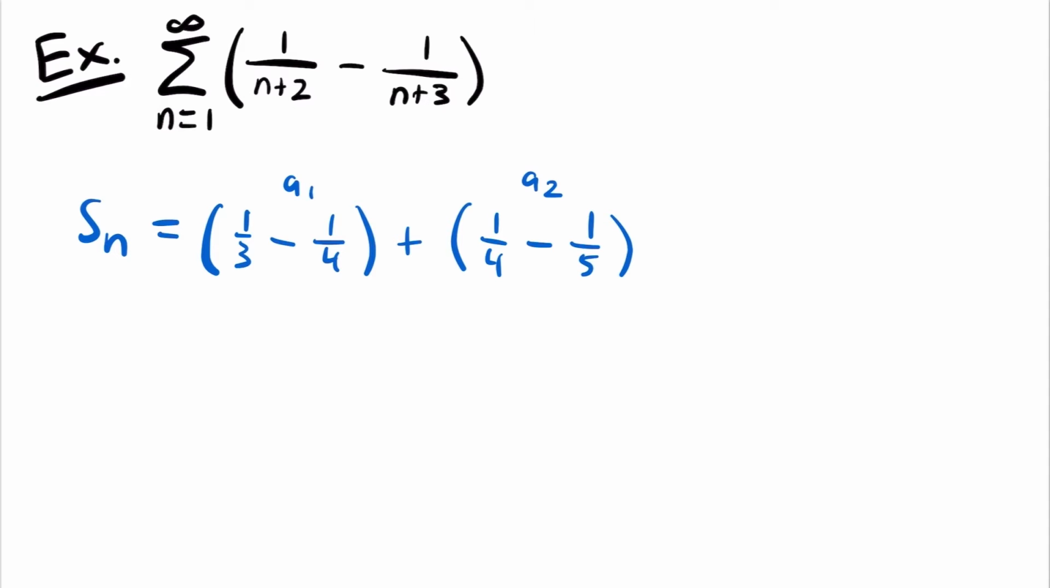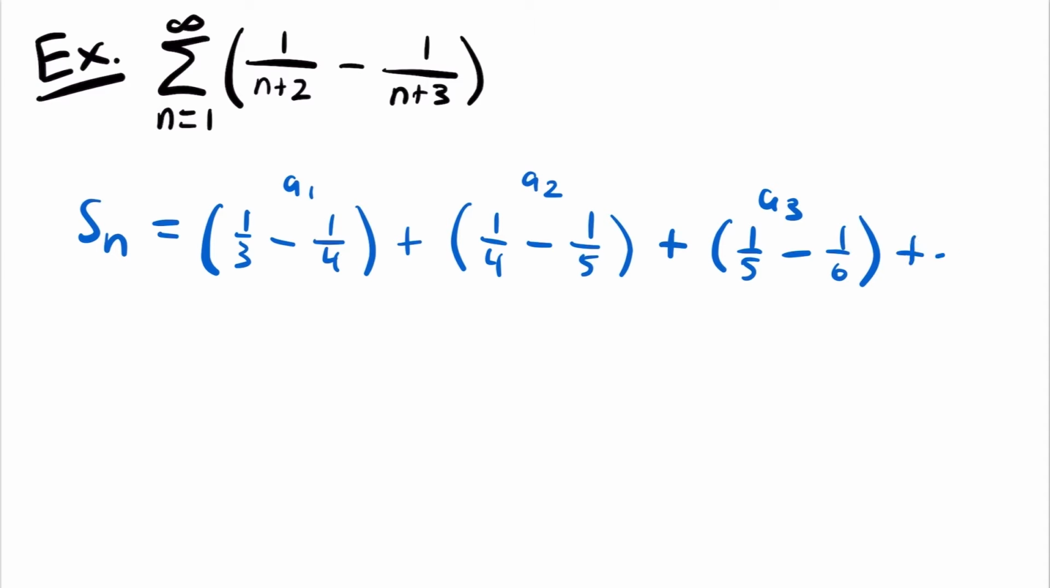All right, and now let's do one more term. Let's do a sub 3, where n is equal to 3. So we'll have 1 divided by 3 plus 2. That's going to be 1/5. And then we will subtract 1 divided by 3 plus 3, which is 1/6. And now already we can start to see that we have a telescoping series of the right form. We have 1/3 minus 1/4, but then we have a positive 1/4, then minus 1/5, and then a positive 1/5. This negative 1/4 and this positive 1/4 are going to cancel out, just like these two 1/5s will cancel out because one is negative and one is positive.